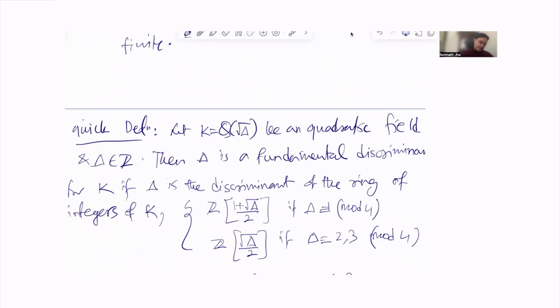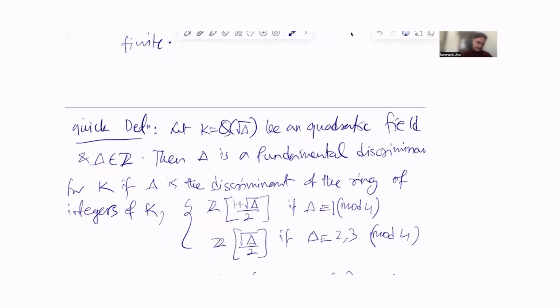Okay, so let me give a quick definition. Let Q root delta be a quadratic field, and delta in Z. Then delta is said to be a fundamental discriminant for K if delta is the discriminant of the ring of integers. Okay, so recall what the ring of integers was. It was Z[(1 plus root delta)/2] if delta was congruent to 1 mod 4, and it was Z[root delta] if delta was 2 or 3 mod 4.